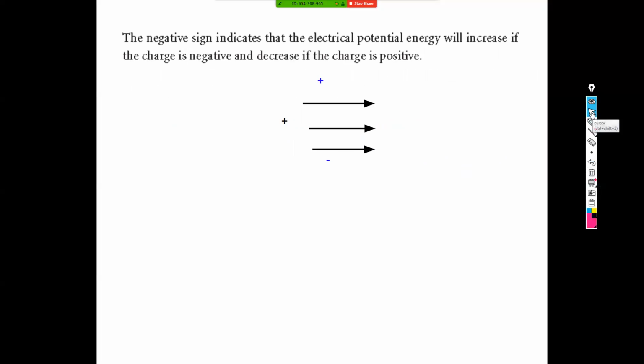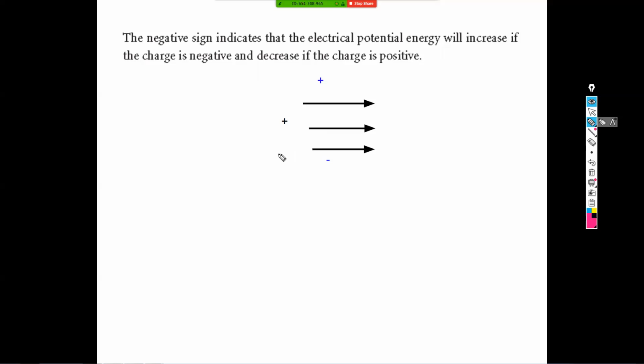Positives and negatives. Okay, and this will come into play more later. But the negative sign indicates that the electric potential energy will increase if the charge is negative and decrease if the charge is positive. What does that mean? Again, these field lines are drawn with a positive test charge. So if you use a positive charge, you're going to see it drop if it goes with the field lines. You're going to see it increase if it goes against.